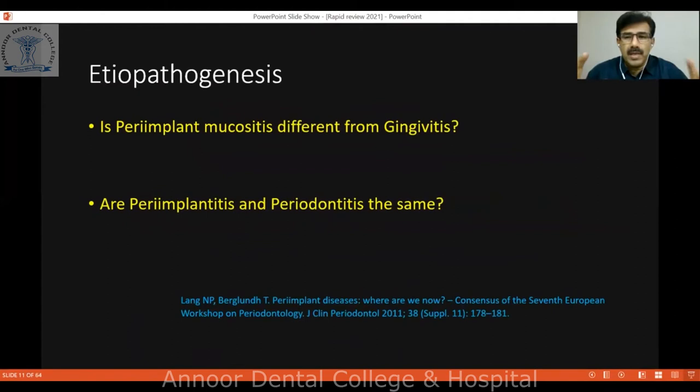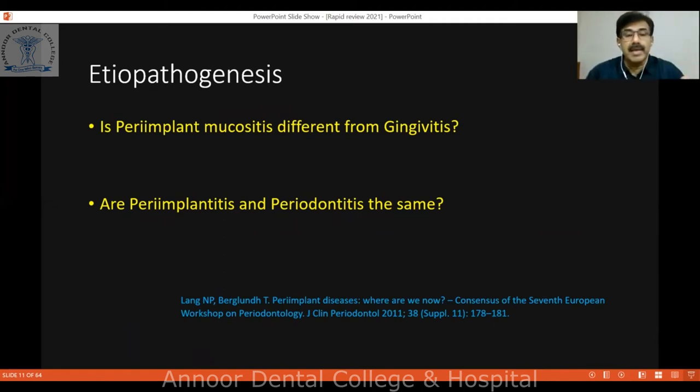Now, let's look at the etiopathogenesis. When you look at the etiopathogenesis of peri-implantitis, you can say that it is almost exactly the same as the etiopathogenesis associated with a periodontal pocket of periodontitis. Now, is peri-implant mucositis different from gingivitis? No, it has almost the same etiology. The only thing is the spread of inflammation, or the conversion from mucositis to peri-implantitis, is at a faster rate.